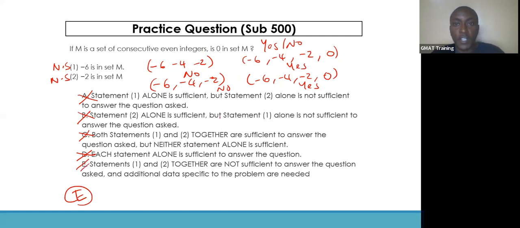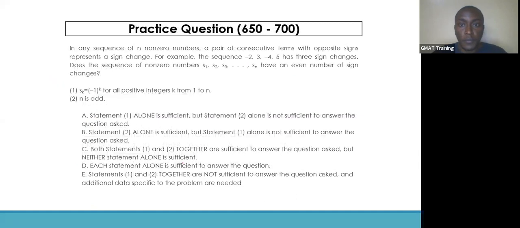Right, that was a sub-500 question. This means that most test takers did that question and got it right. Right, here's a more difficult question. Give it a try.